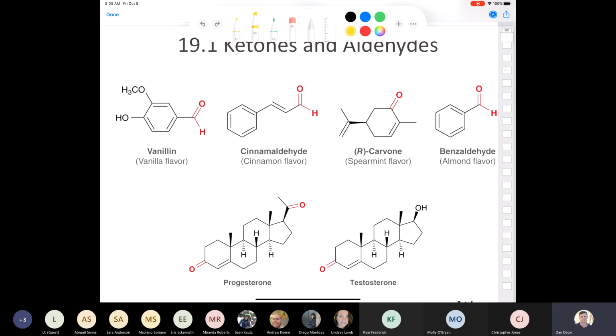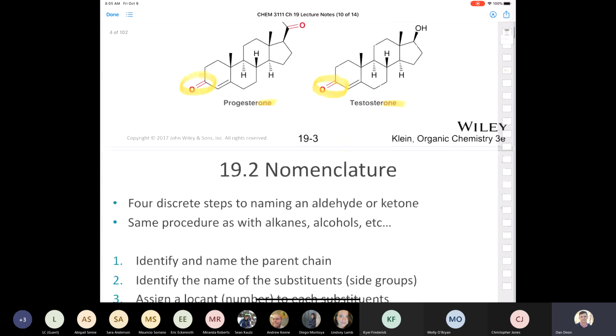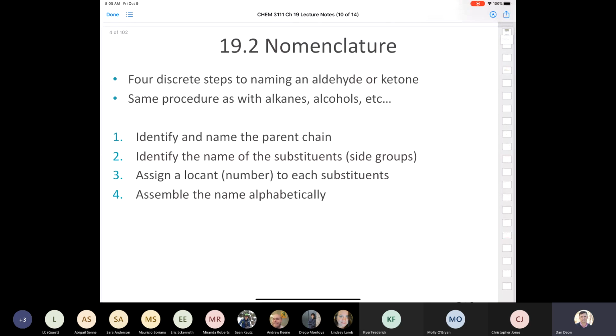Also, progesterone and testosterone, which are the female and male sex hormones, both have ketones in them, and that's also denoted in their names, which end in "-one", which denotes that it's a ketone. And with that in mind, let's get into the nomenclature. And how do we go about naming aldehydes and ketones?